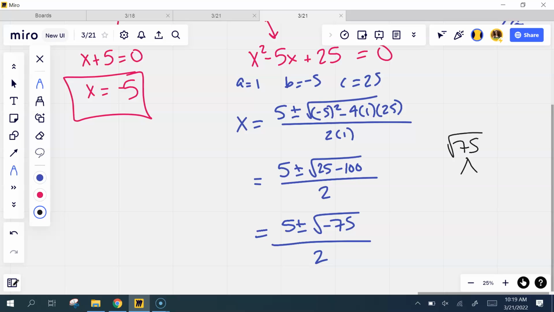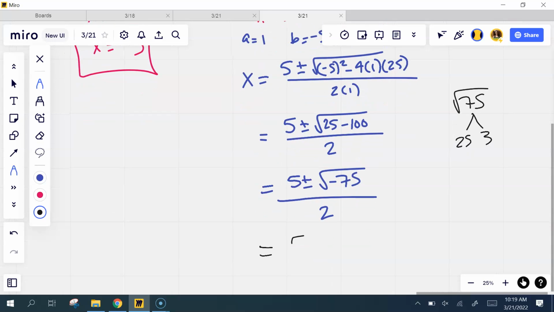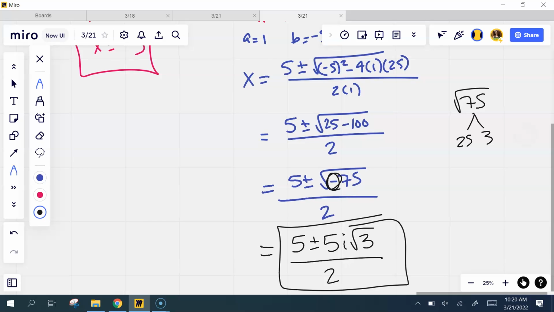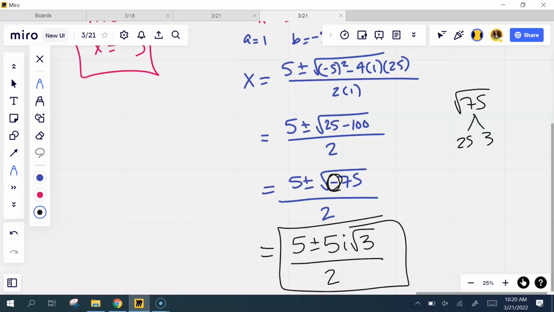How's that break up? That's right. 25 and 3. So this is 5 plus or minus. Now notice I got the negative, which means what? 5i root 3 over 2. How many answers is that? 2. If you ever see a plus or minus, that's 2. I got my 3 answers. One of them was pretty nasty to come to. Not terrible? That's the worst part of it, is when you have to use quadratic formula because you don't have any other choice.